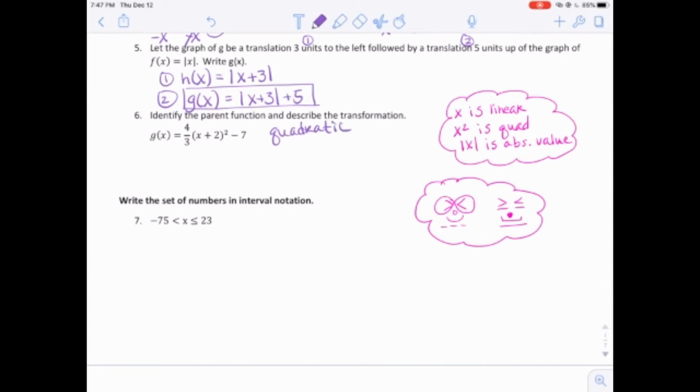And then we want to identify what's different from just our y is equal to x squared parent function. So I notice a 4/3, a plus 2 on the inside, and minus 7 on the outside. Those locations are important. 4/3 on the outside means it's something vertical. It's a stretch because 4/3 is going to be bigger than 1, so it's a vertical stretch. Not a shrink, but a stretch.